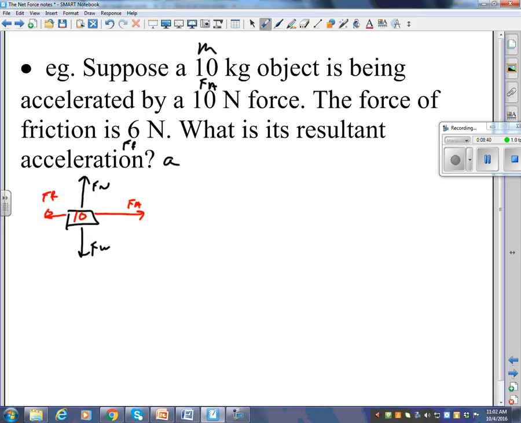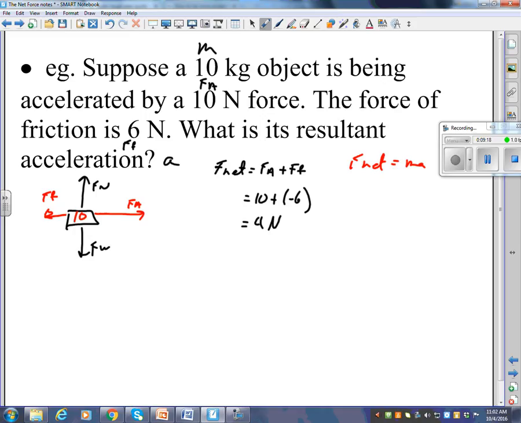What is the resultant acceleration? So I need the A. My last formula is going to be F net equals ma, but I don't have the net force. What is the net force? FA plus FF. The net force is going to be 10 plus minus 6. Let's write it like that so that it solidifies our understanding. So the net force is 4 newtons.